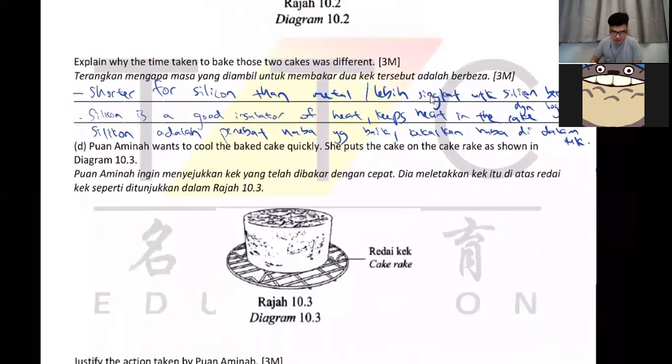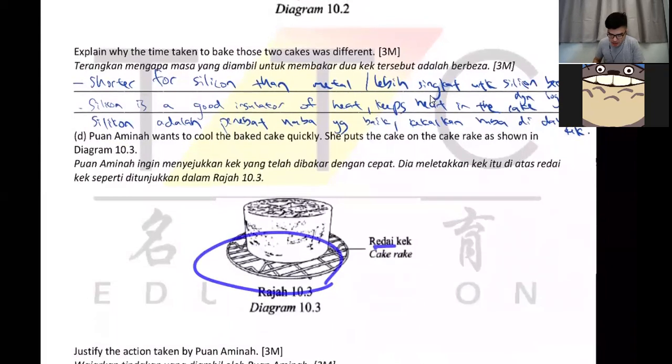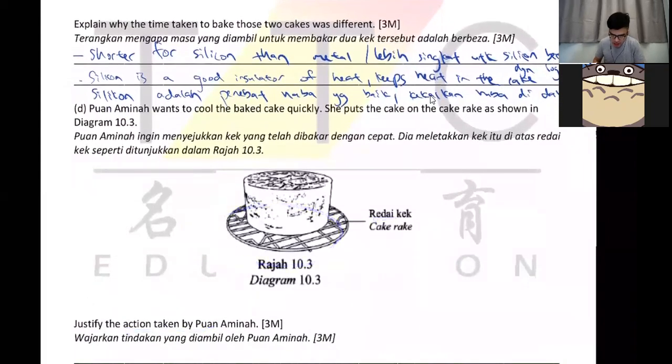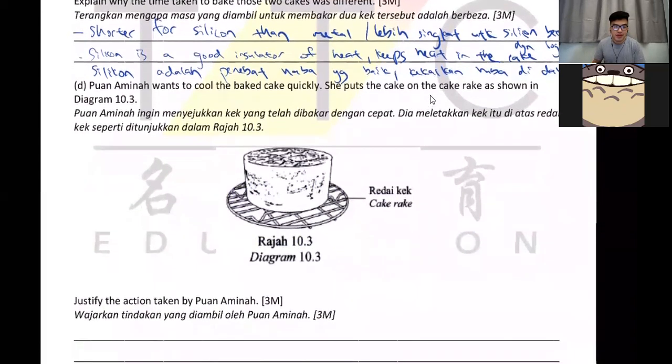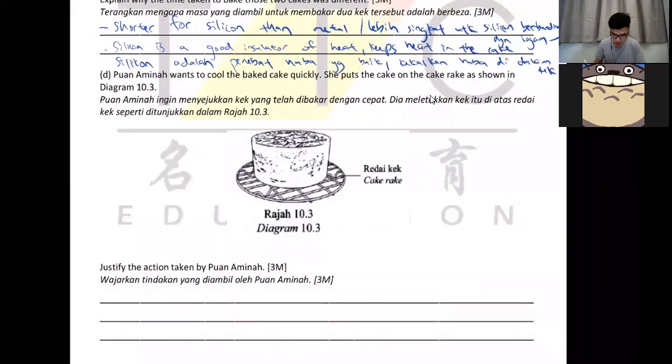Okay, so anyway, this is how Puan Amina cools the cake. She put it on the cake rack, the red cake rack. Okay, so justify the action. Why did she put it here? This is made from metal. As you know, metal is a good conductor of heat, right? Okay, so justify the action. Wajarkan. So do you think it is correct?